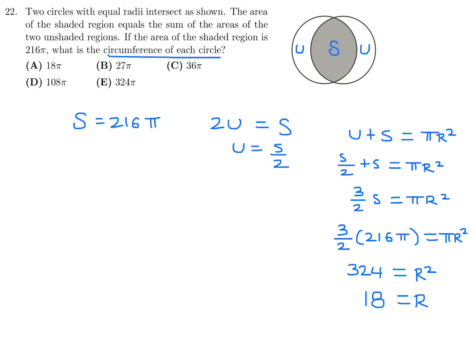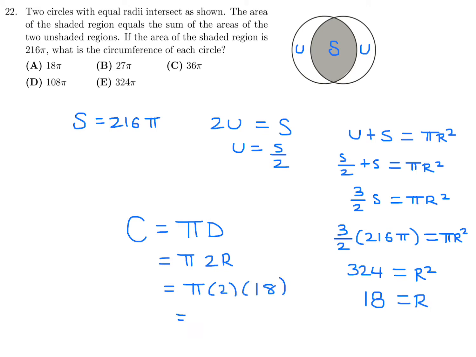Now to find the circumference of the circle, circumference is equal to pi times the diameter. Diameter is equal to 2 times the radius. So pi times 2 times the radius, which is 18. And therefore that makes 36 pi. That is the circumference of each of those equal circles. So number 22, the answer is C.